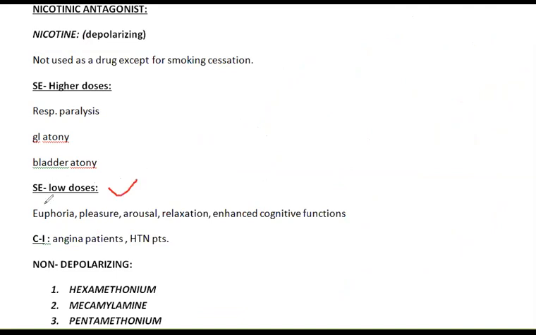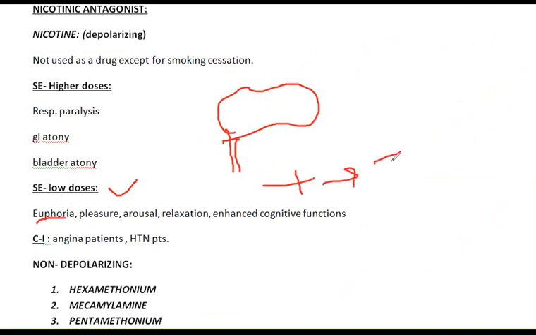If we're talking about side effects at low doses, because it goes high up in the brain, it crosses the blood-brain barrier and reaches your brain. So on low doses, it will function the same as a cigarette does. At first the effects will be positive, but at later stages when the receptors desensitize, the effects will become negative. In low doses you will see euphoria, pleasure, arousal, relaxation, and enhanced cognitive functions.